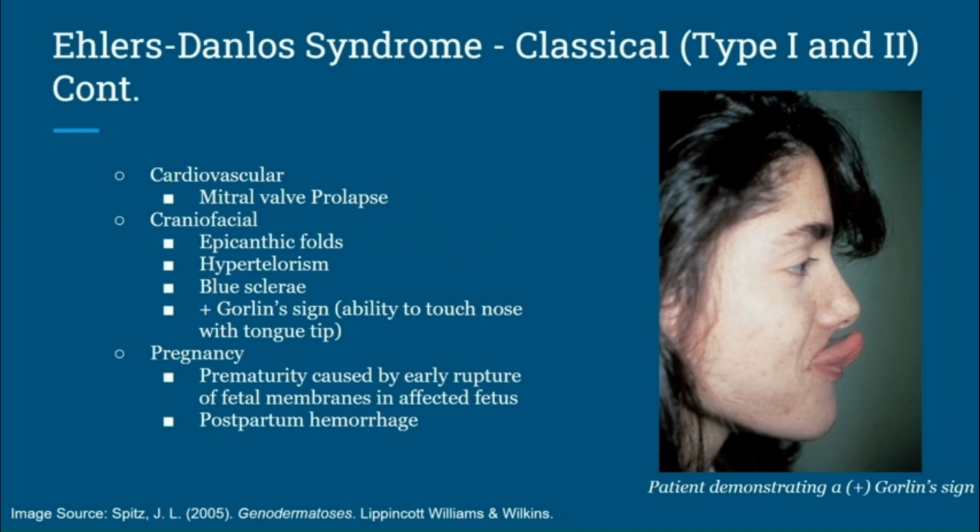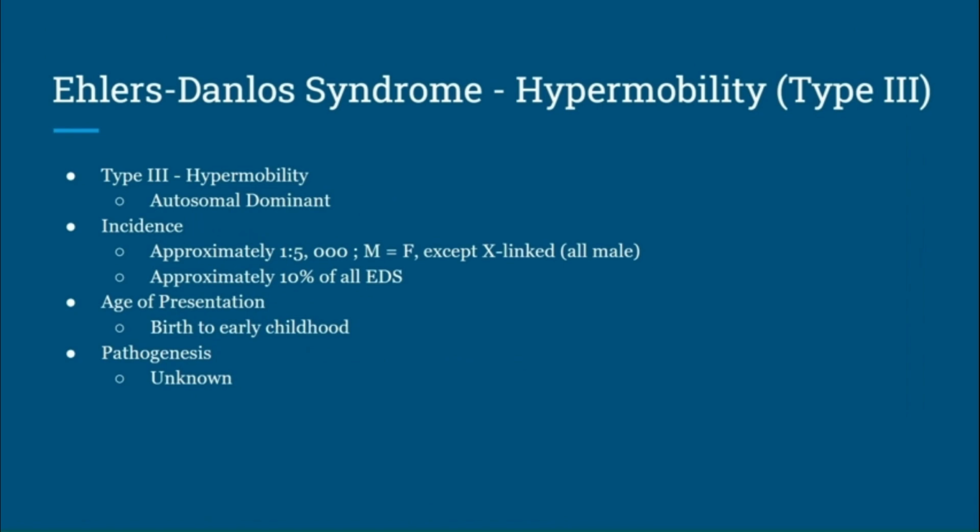The more complicating factor here, obviously, is the CV side effect, which is mitral valve prolapse. You could also see epicanthal folds, hypertelorism, blue sclera, so that's important to know, blue sclera, and the Gorlin sign, where you can touch the tip of your nose with your tongue, demonstrated here on the right. And in pregnancy, you can have prematurity because that can cause early rupture of fetal membranes and even potential postpartum hemorrhage.